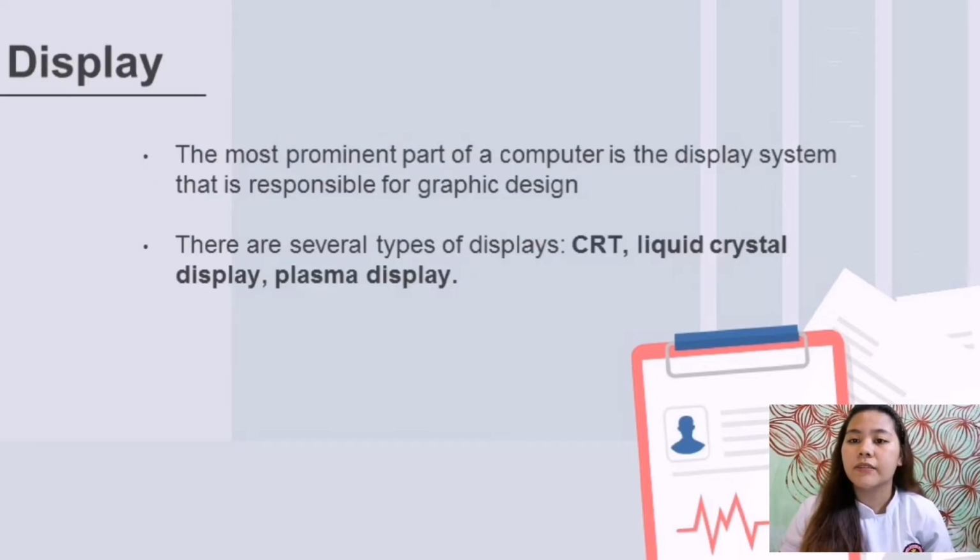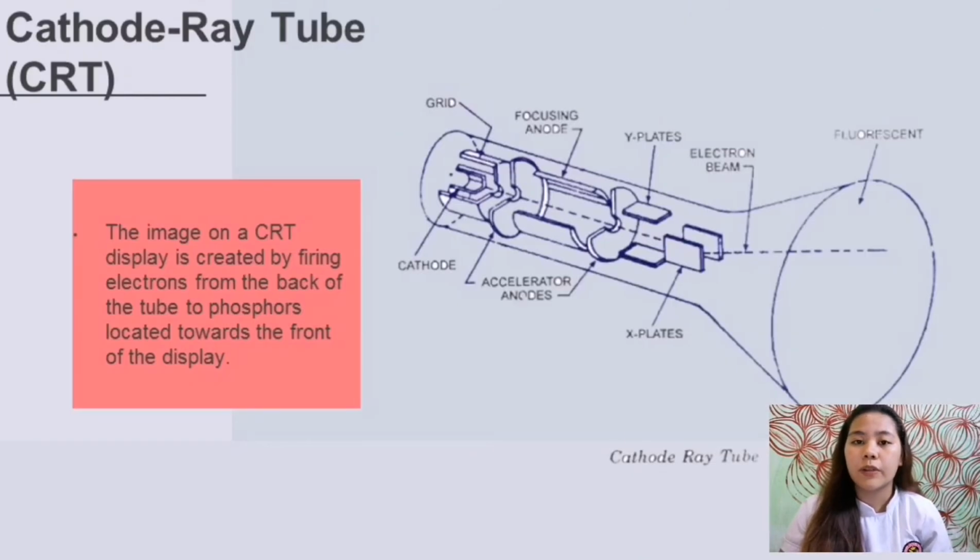Display. The most prominent part of a computer is the display system that is responsible for graphic design. So there are several types of display: CRT, liquid crystal display, plasma display. We will start with cathode ray tube, or CRT.